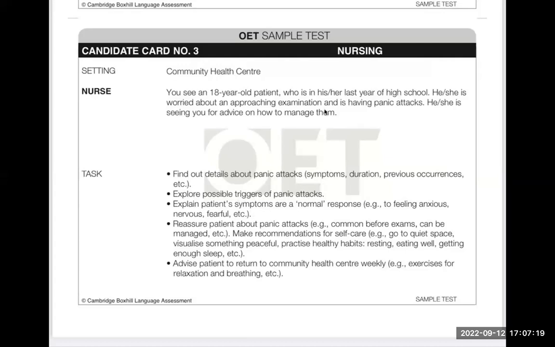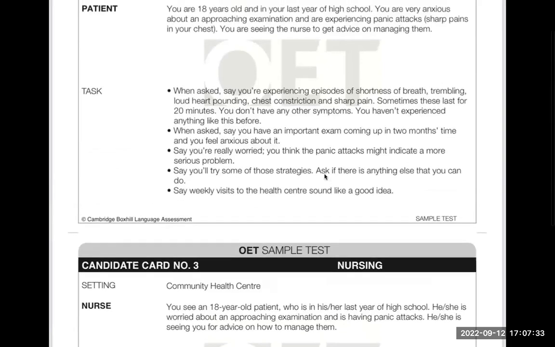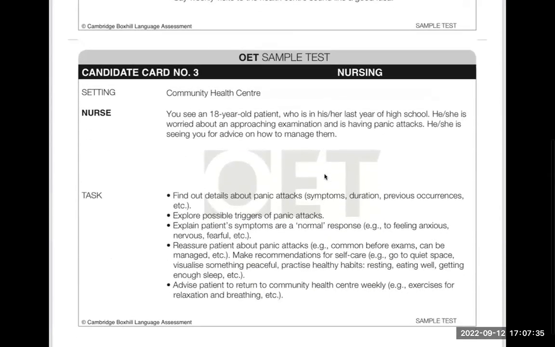Then you explain that the patient's symptoms are a normal response to feeling anxious, nervous or fearful. Whenever you are anxious, whenever you are nervous, whenever you are fearful, these are the normal response of the body, where symptoms are the same, like heart pounding. All these things happen when we are anxious.